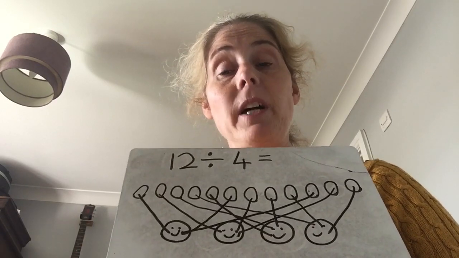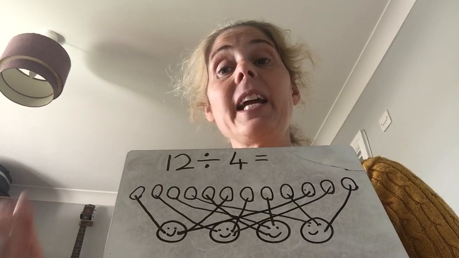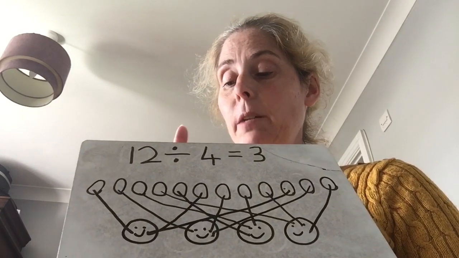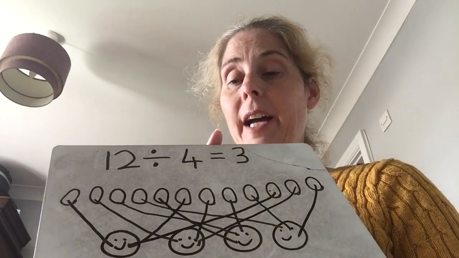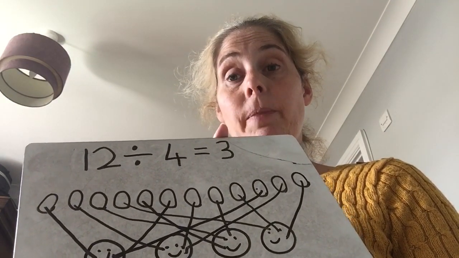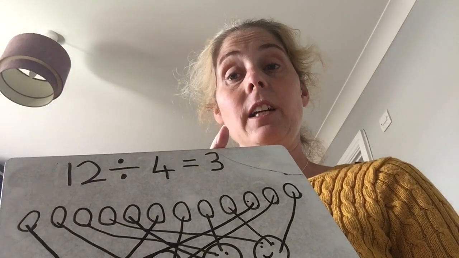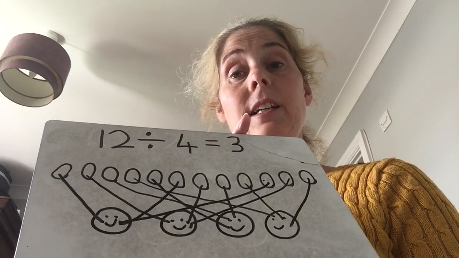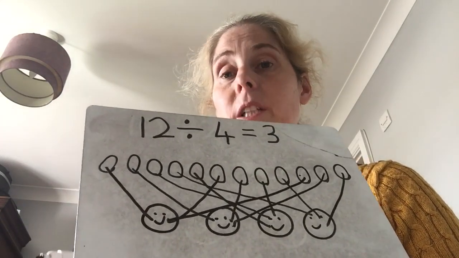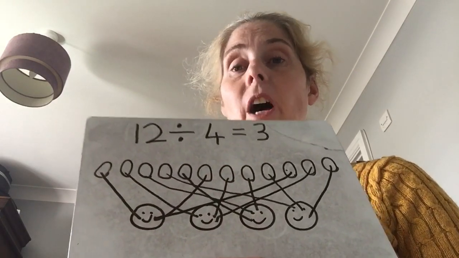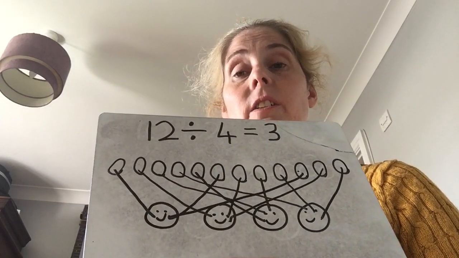How many did each person have? They had 3. So our answer is 3. Okay. So we've got 12. We divided it between 4 and that gave them 3 each. So 12 divided by 4 equals 3. Okay, does that make sense? I hope so, Year 1. Division is very, very tricky, but this is the start of understanding division.